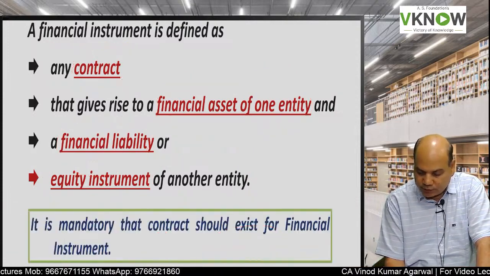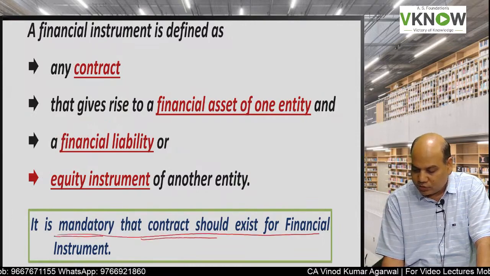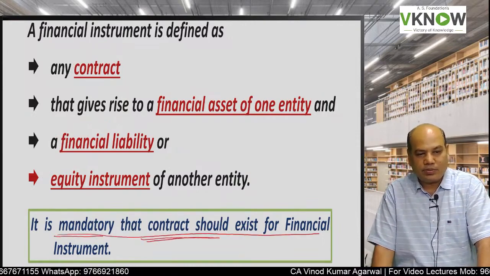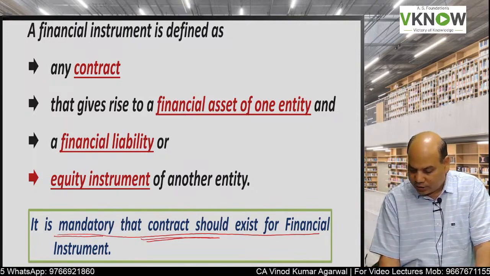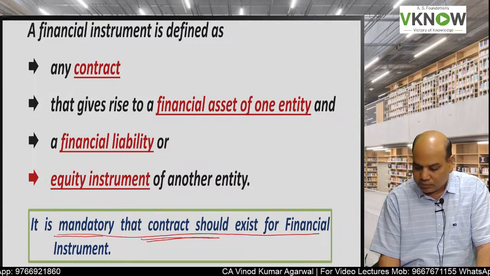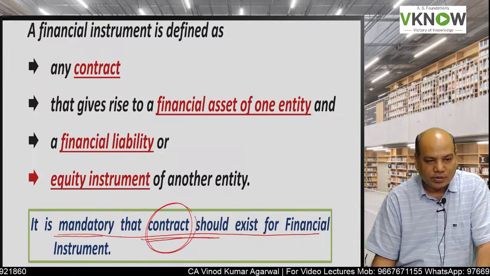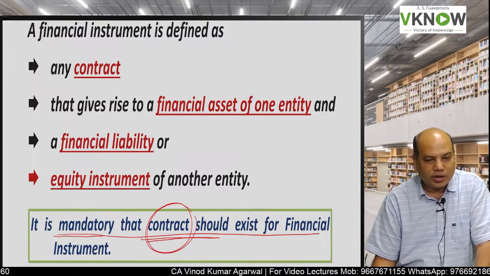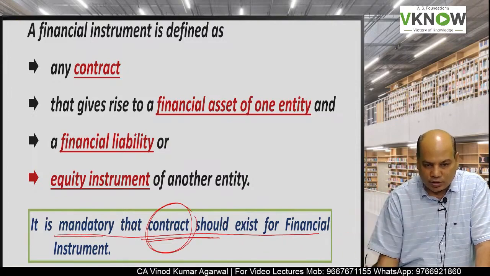If this condition is satisfied, then this is a financial instrument. So, what is the important feature of a financial instrument? It is important that there must be a contract. So, income tax liability is not a financial instrument because there is no contract. It is a statutory liability. Income tax liability payable is not a financial instrument.